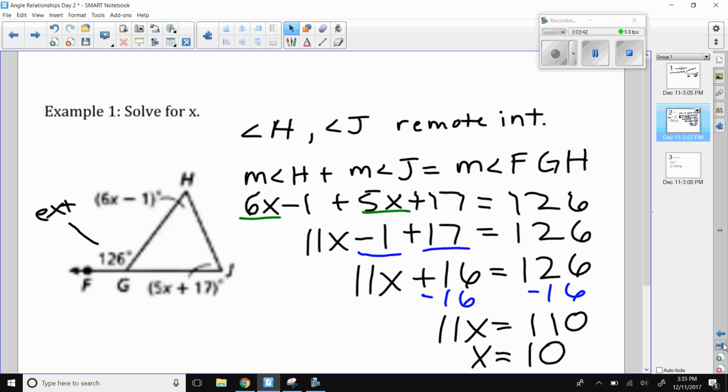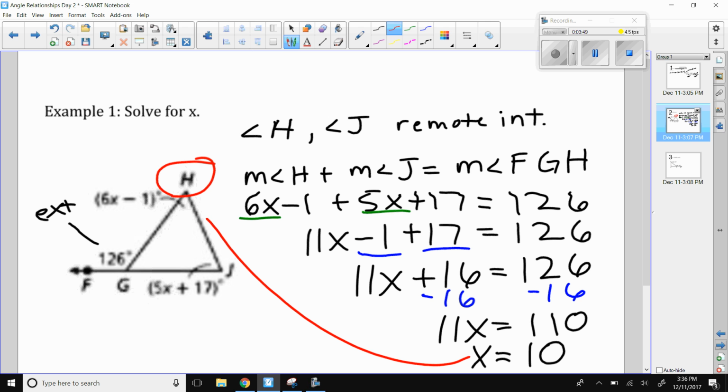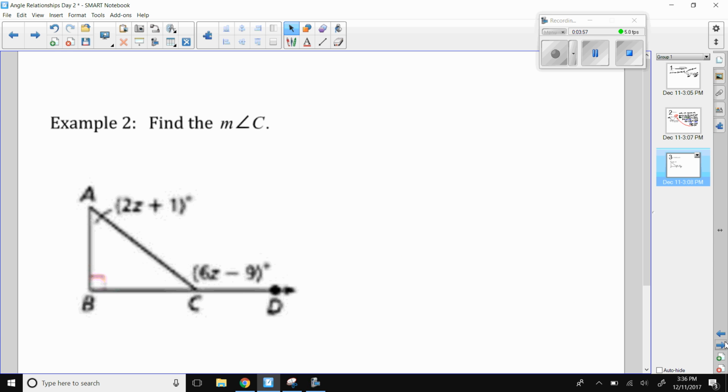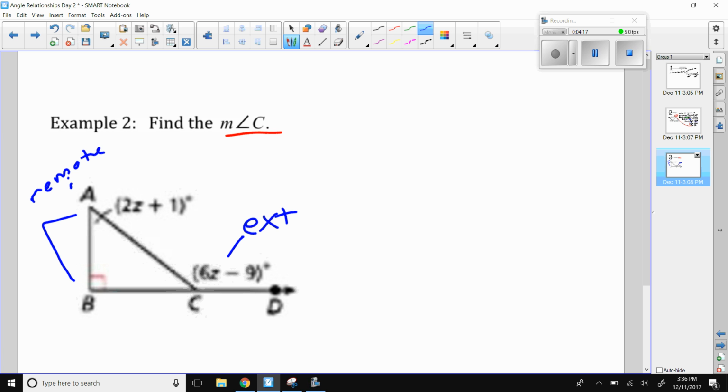Remember, if we're looking to find the measure of angle H, per se, we're going to have to substitute that value back in for 6x minus 1. And the last one, let's look at example 2. Just like we were just talking about, this one is looking for the measure of angle C. What we need to do is look at what our remote interior and exterior angles are. So here's our exterior angle, and then A and B are our remote interior angles.